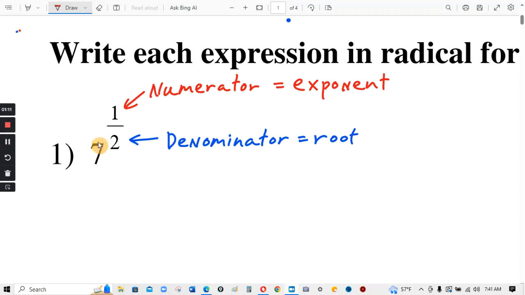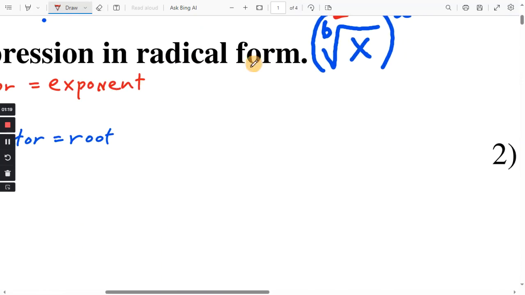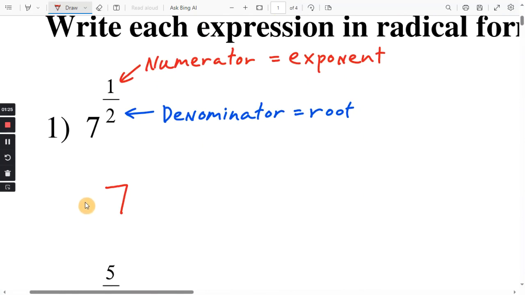This right here, 7, that's the base number because it's being raised to an exponent. So we keep the 7. Okay, and we said in the write-up that number is going to go underneath the radical. All right, so the 7 is going to go underneath the radical.